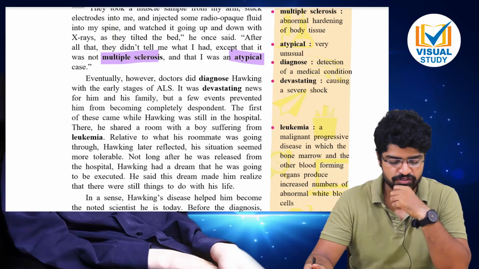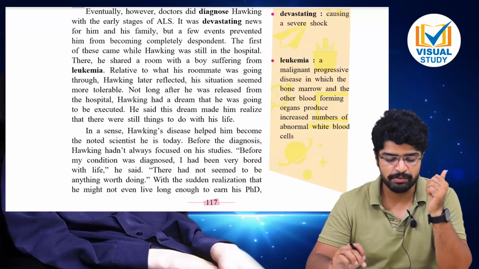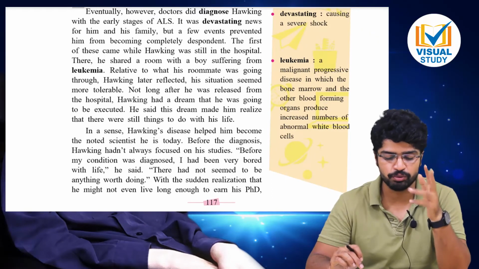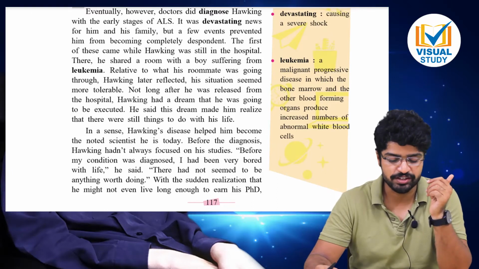Not long after he was released from the hospital, Hawking had a dream that he was going to be executed. He said this dream made him realize that there were still things to do with his life. In a sense, Hawking's disease helped him become the noted scientist he is today.